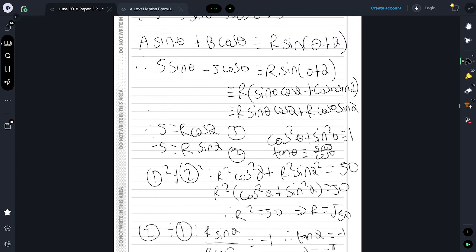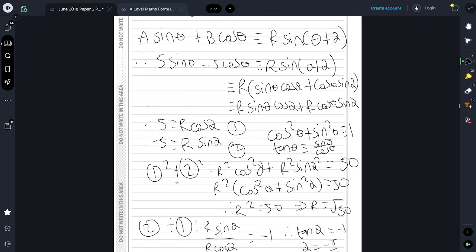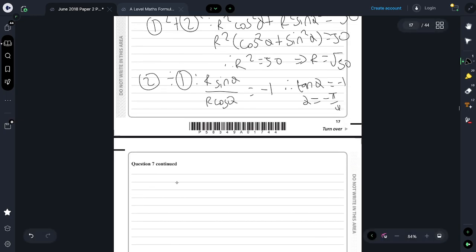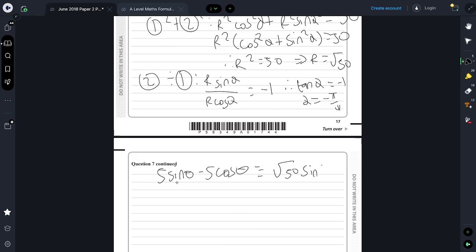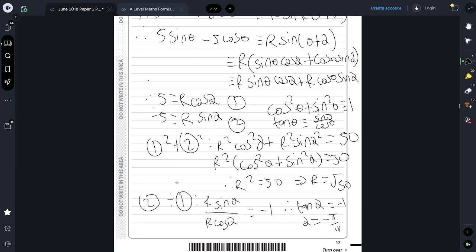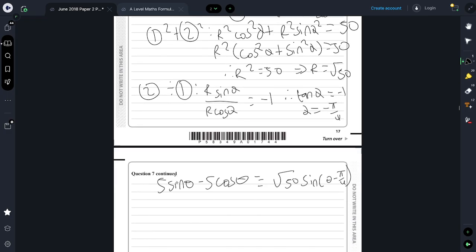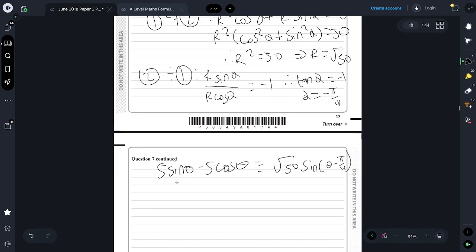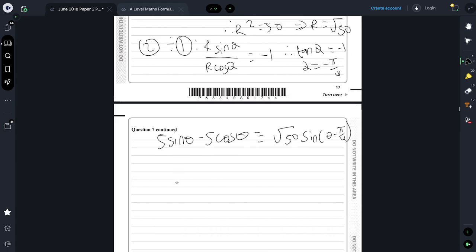So we found our missing values. So jump all the way back to the original. So 5 sine theta minus 5 cos theta. That is now identical to root 50 of sine of theta plus alpha. Alpha is minus pi over 4. Notice I said you don't need to worry about the signs. So notice here we have minus 5. You can still add plus or minus. The alpha will change. It will match. It will all work out. So don't worry about the signs. All you need to know is r sine theta plus alpha.